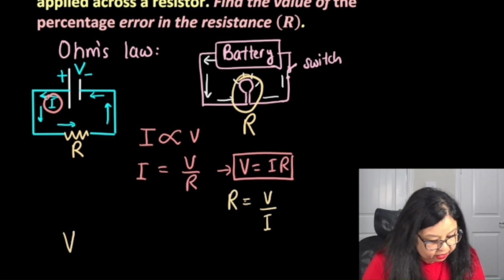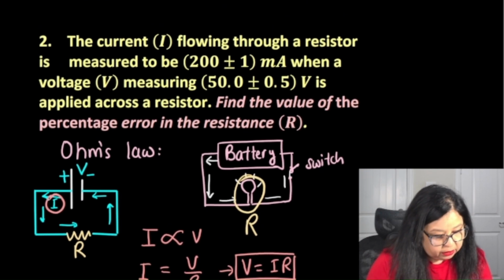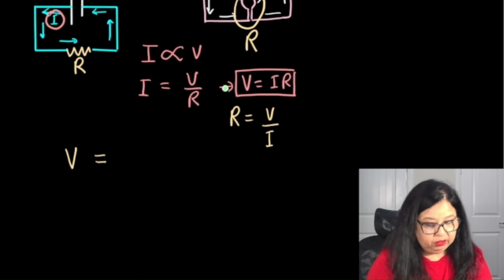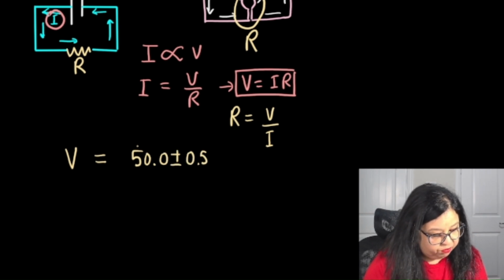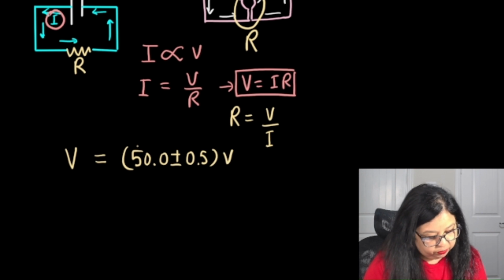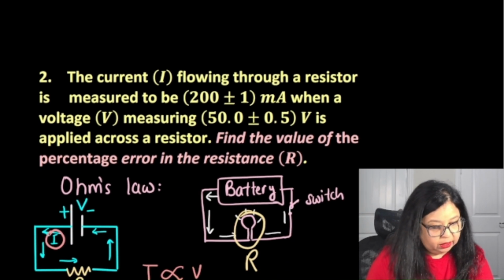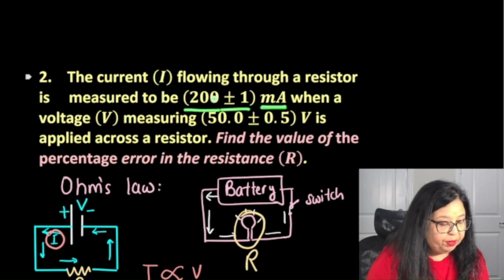What are we given? We're given the value of V to be 50.0 plus minus 0.5 volts. Let's write it down. 50.0 plus minus 0.5 volts. And we're also given the value of I. What is that equal to? That is equal to 200 plus minus 1 milliampere.